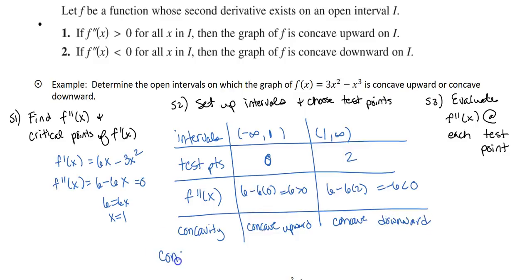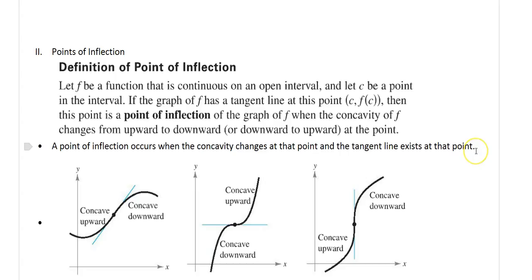So we are concave upward from negative infinity to 1, and we are concave downward from 1 to infinity. Now another part of this is that point where it changes from concave upward to concave downward, or from downward to upward. And that's what we call a point of inflection.